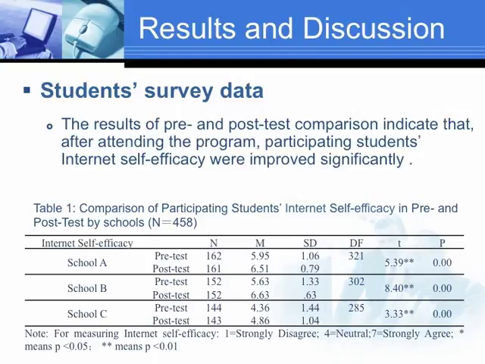School C is a migrant children's school. Comparing with schools A and B, the students in this school are all from rural areas. So there you can see the mean values are quite low compared with schools A and B. But anyway, after attending the program, they also improved statistically significantly.